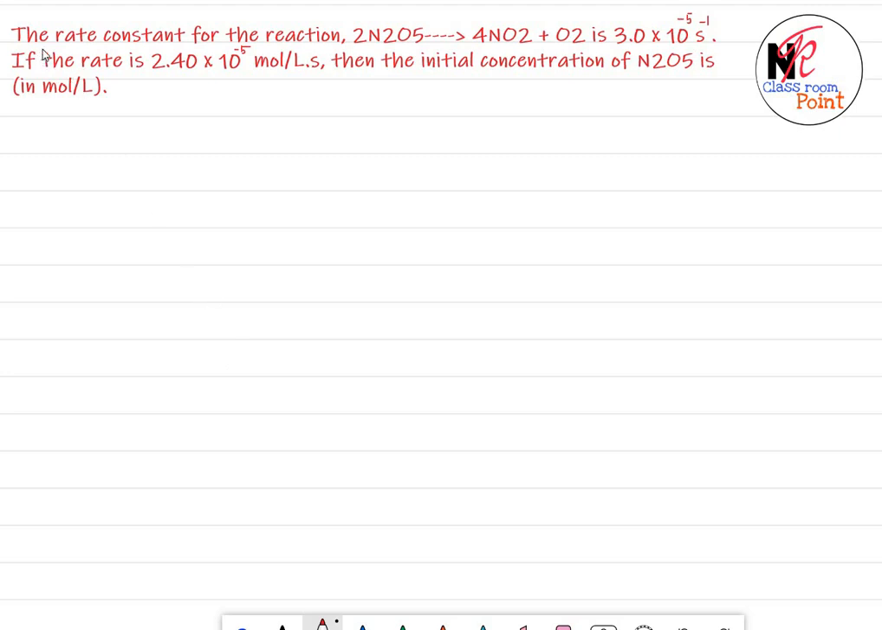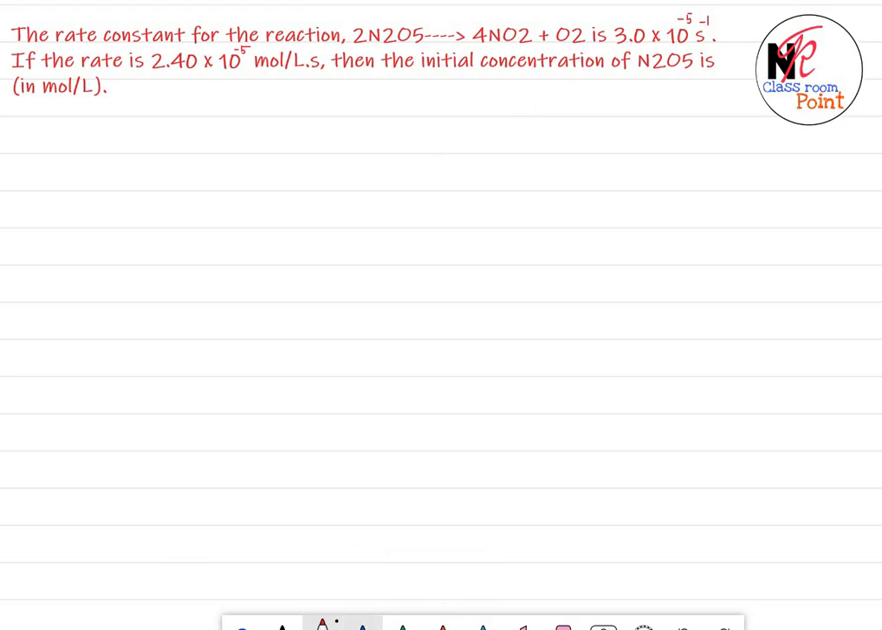The given question here is: the rate constant for the reaction 2N2O5 gives 4NO2 plus O2 is 3.0 into 10 power minus 5 per second. If the rate is 2.40 into 10 power minus 5 mole per liter per second, then the initial concentration of N2O5 in moles per liter is.